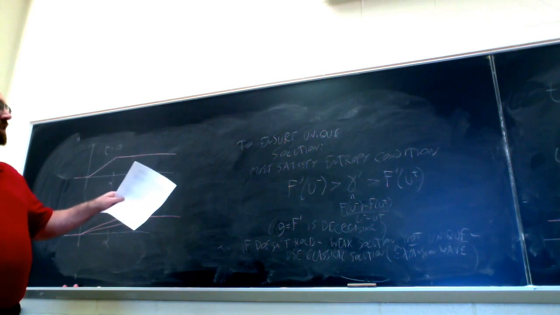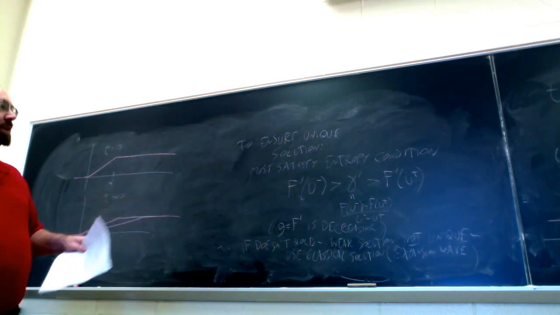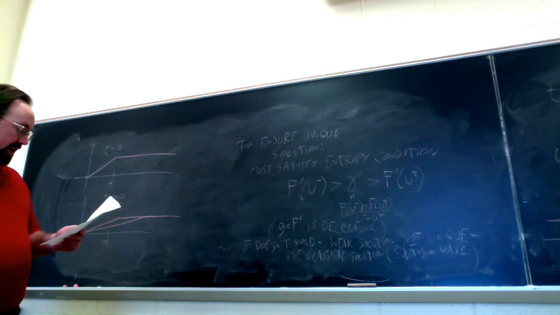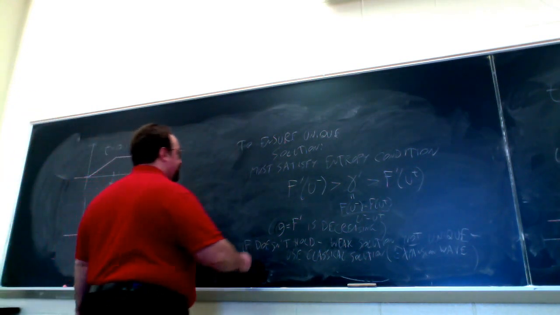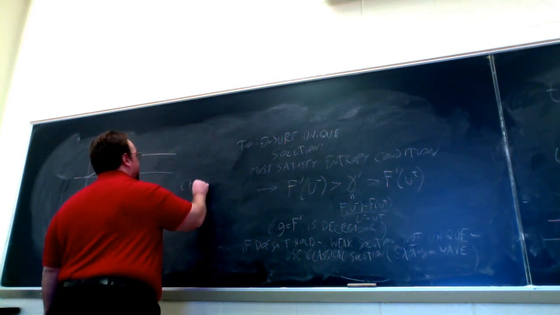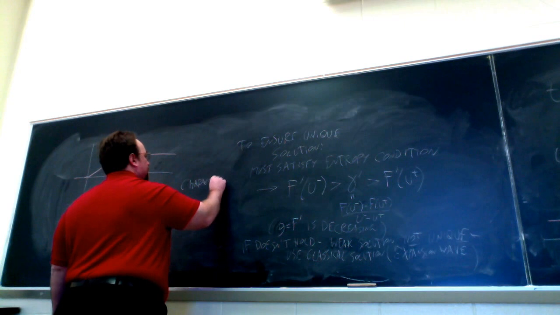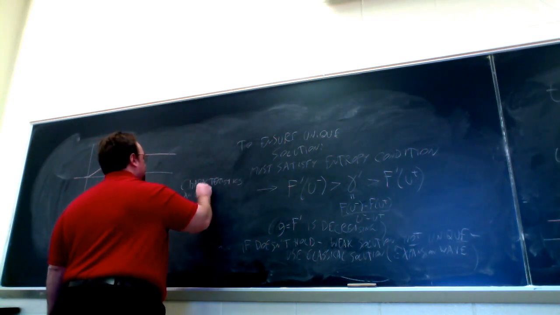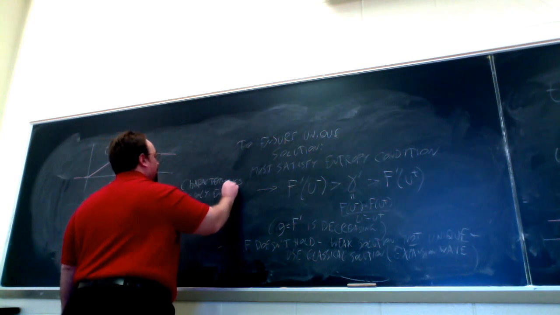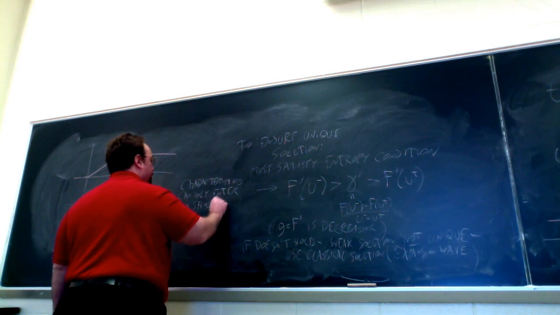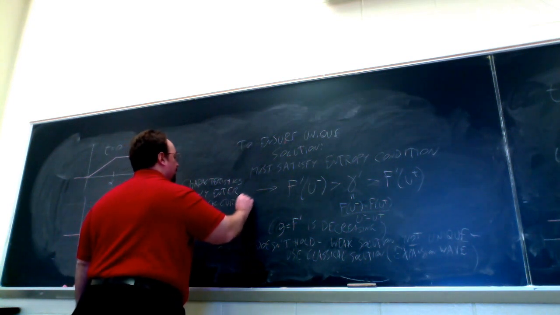the entropy condition is based on physical considerations. So another way of describing this in words is any characteristics that you have can only enter a shock curve. And by shock curve, I mean gamma of t.